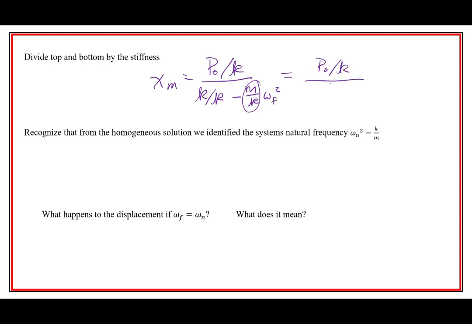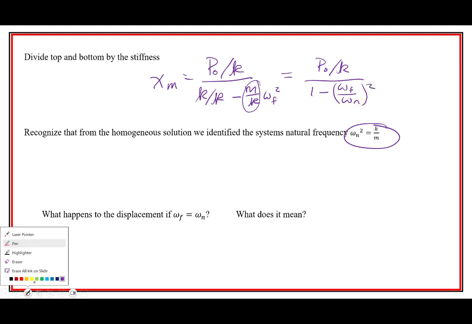I think actually what I was supposed to do in the next line was to do that. Yeah, right there. That's what I meant. So 1 minus omega F over omega n, squared. Now, look what happens as part of that. This is a really important part.